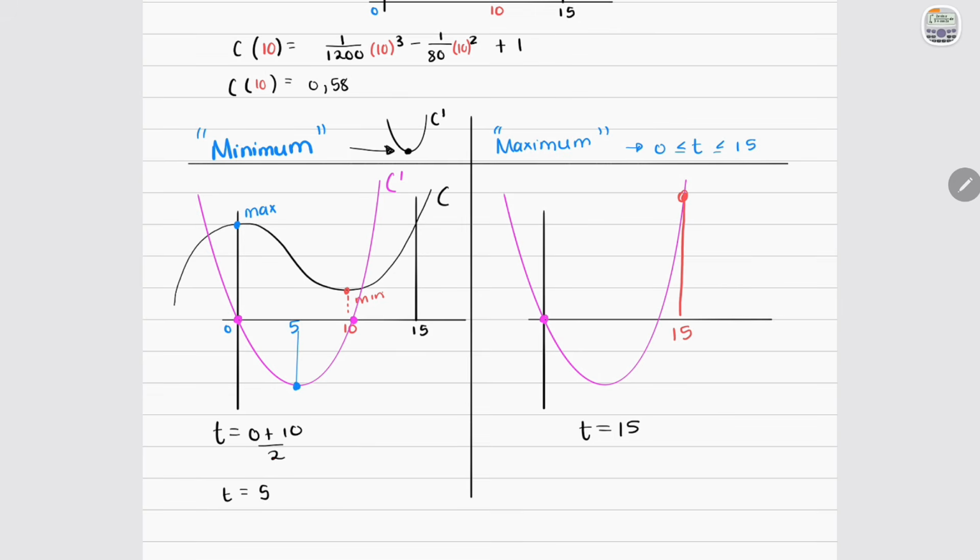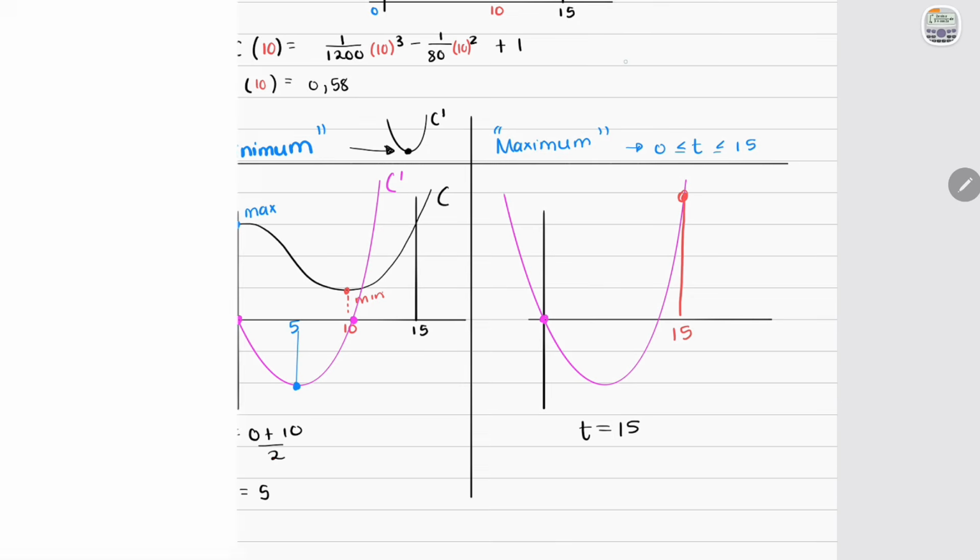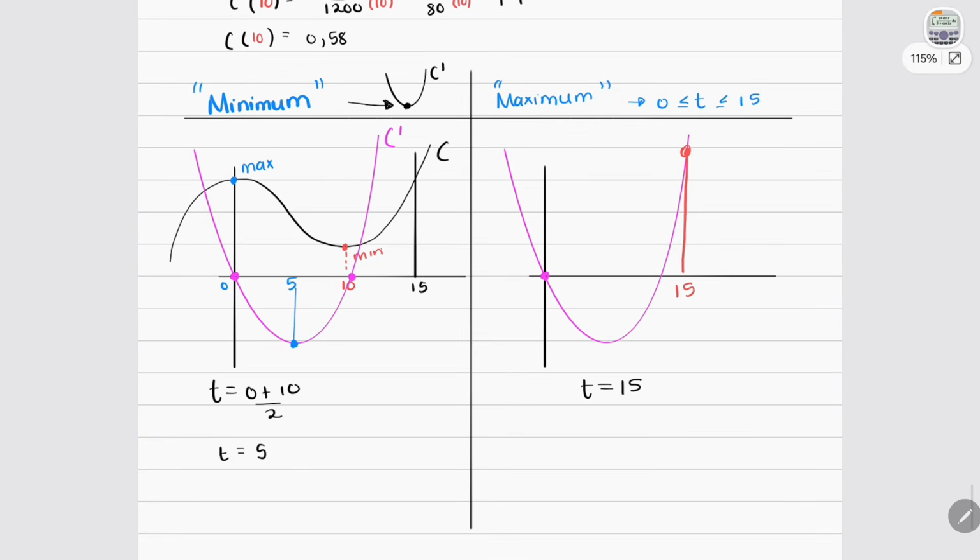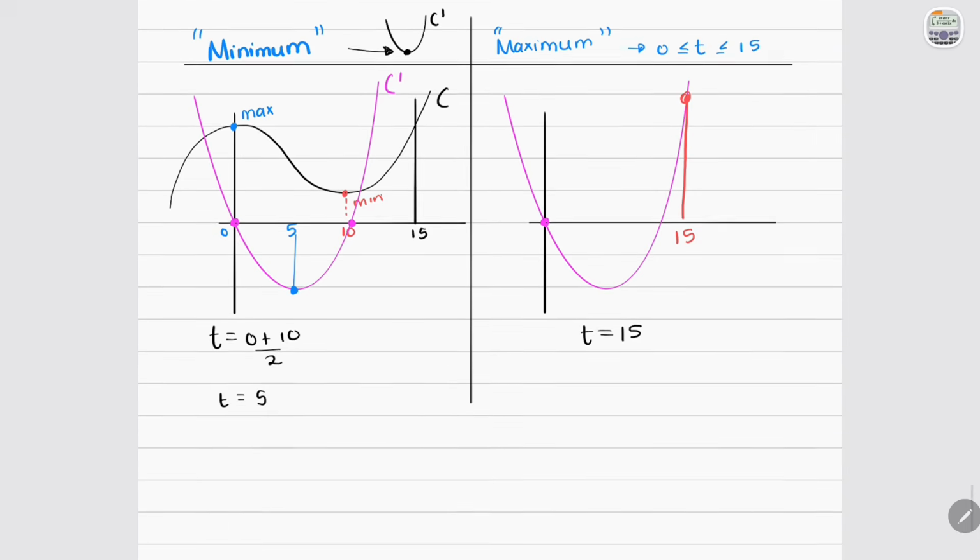Okay, so that is it for that. I just wanted to elaborate on that. When the memo comes out, we'll see what they meant by that.